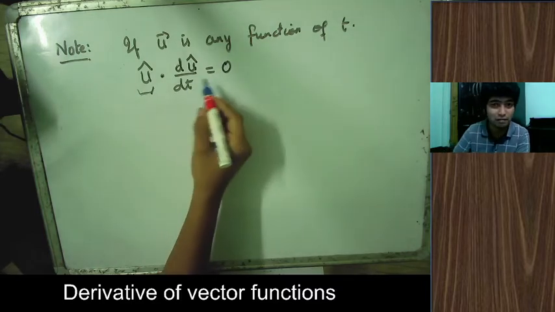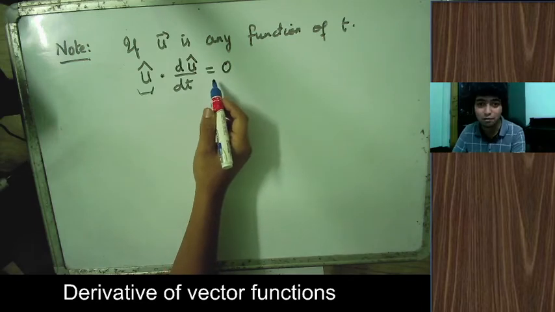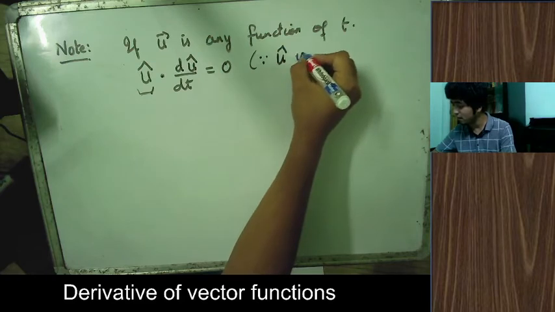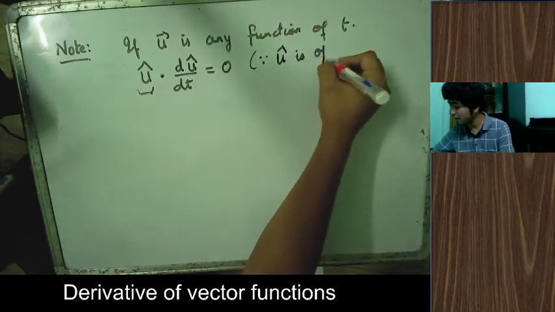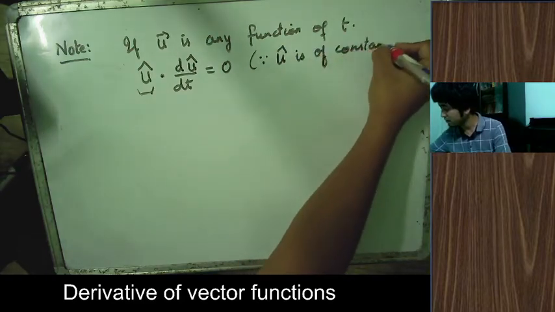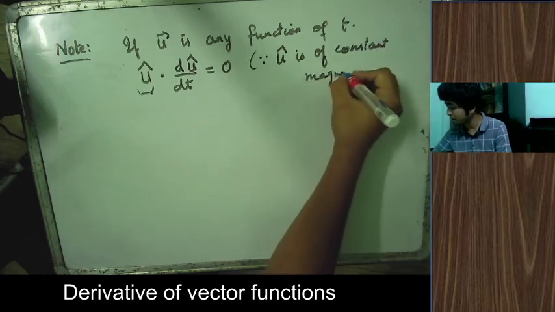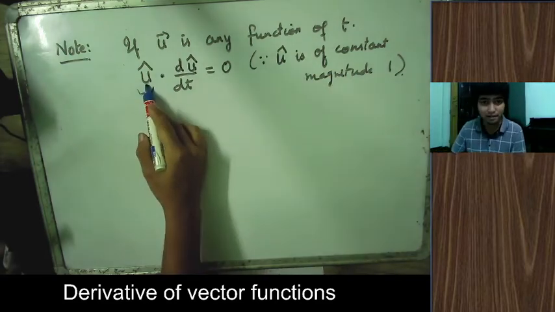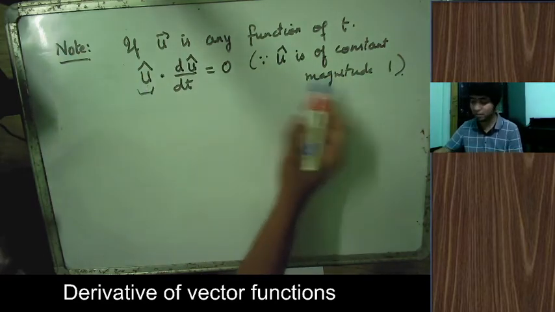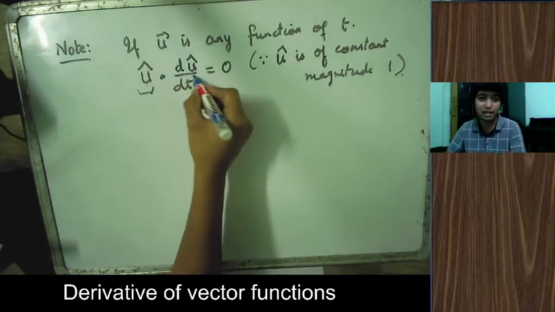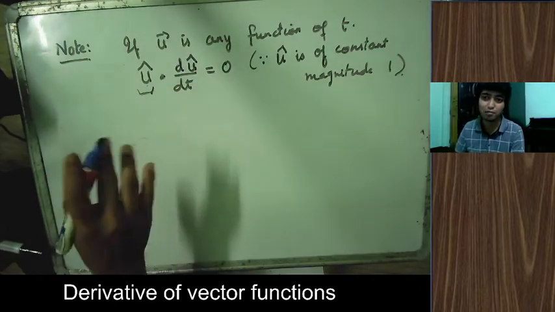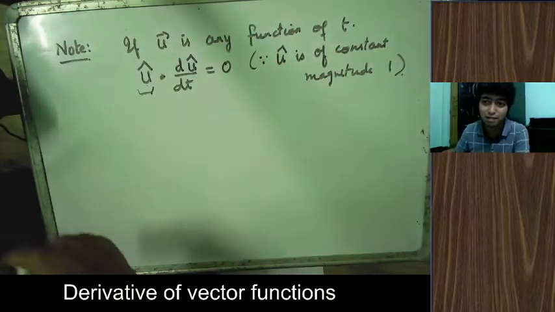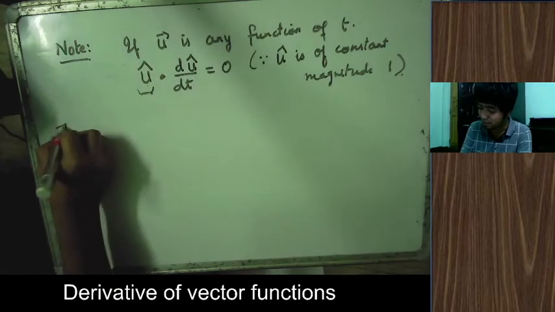So the dot product of this one will be 0, since u bar is of constant magnitude 1. Because it is a unit vector, its magnitude is always 1. That's why if you take the dot product with d u cap dt, it will be 0 by theorem 2. Keep this in mind, we are going to use this in the next theorem 3.